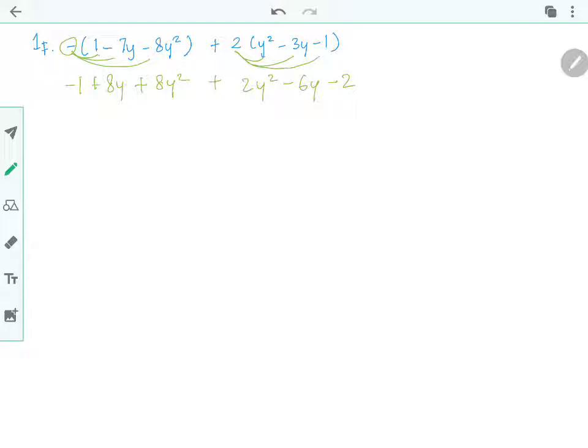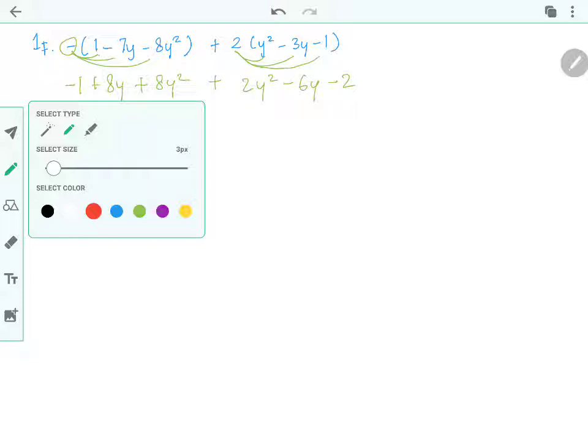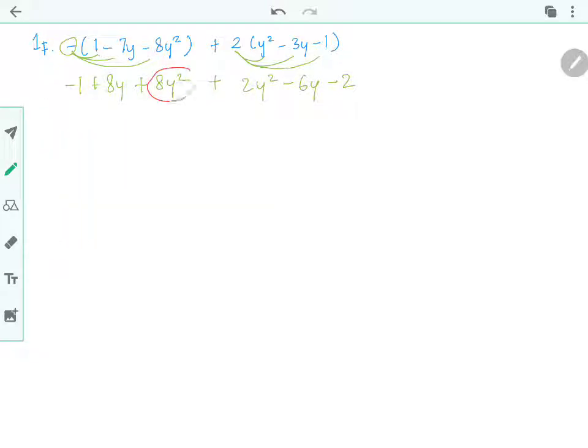So what should we do here now? We need to find the like terms, correct. So I have 8y square here, and also another y square here. So I'm going to write 8y square plus 2y square, and both of them equal 10y square. Now what should we do next? Find another like terms, correct.